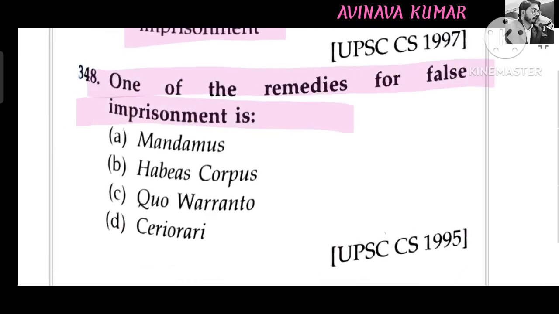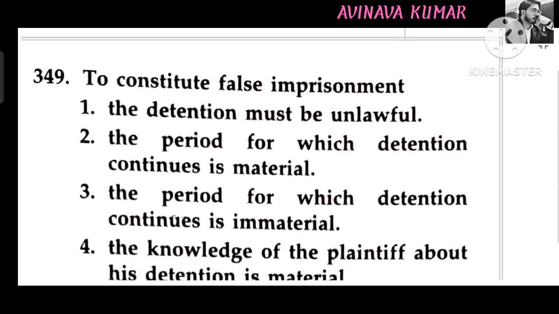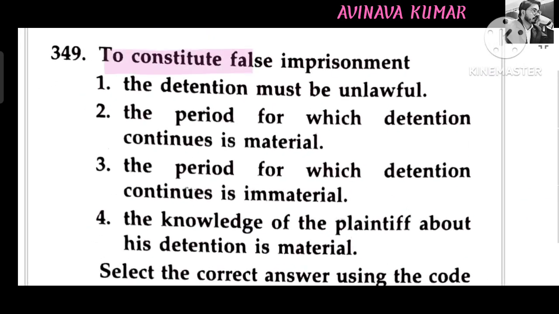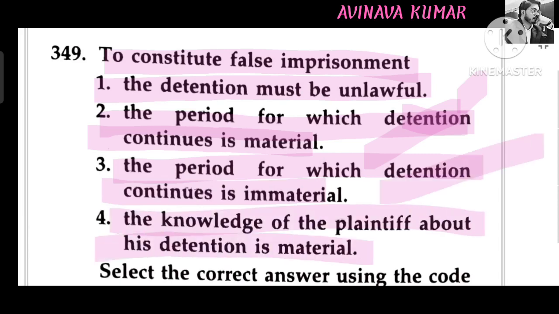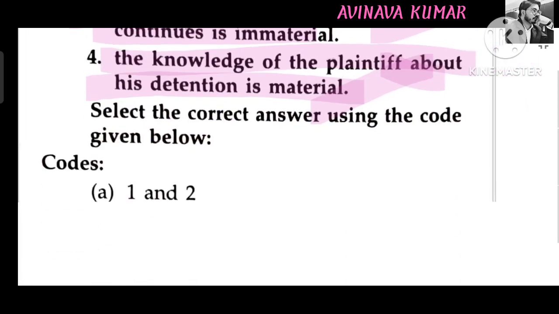One of the remedies for false imprisonment is habeas corpus. To constitute false imprisonment, detention must be unlawful. This one is right. The period for which detention continues is material. Wrong. The period for which detention continues is immaterial. Right. The knowledge of the plaintiff about the detention is material. No. 1 and 3 are right.